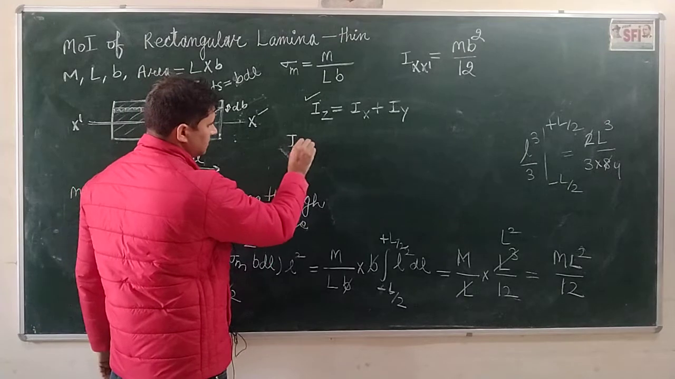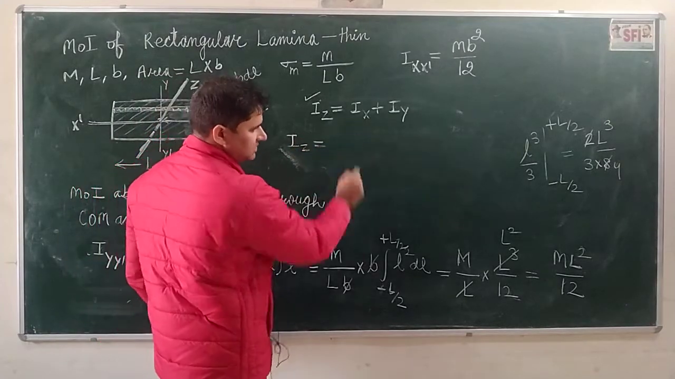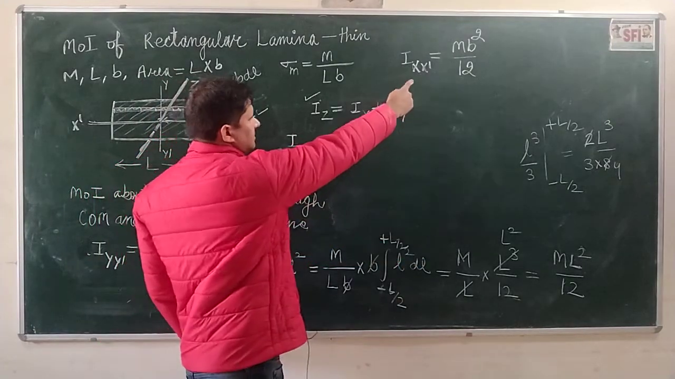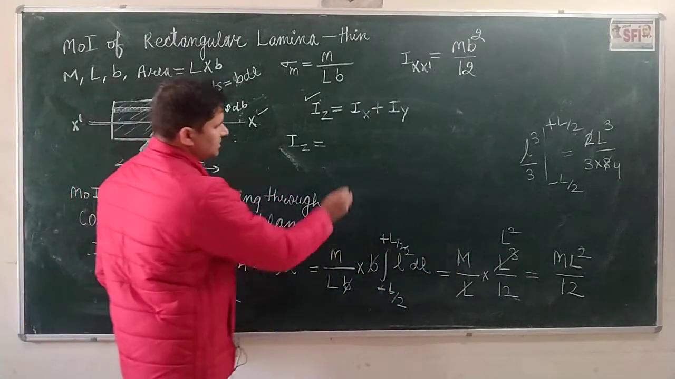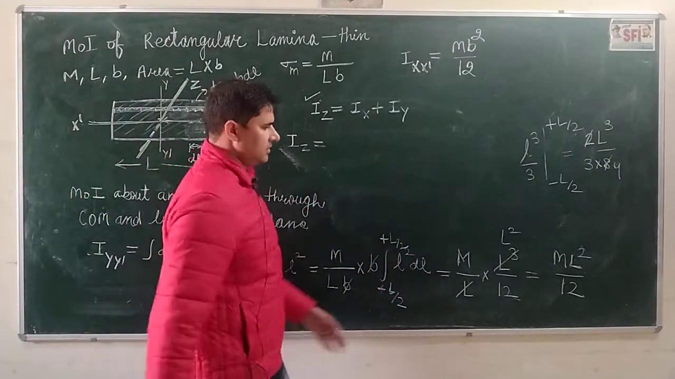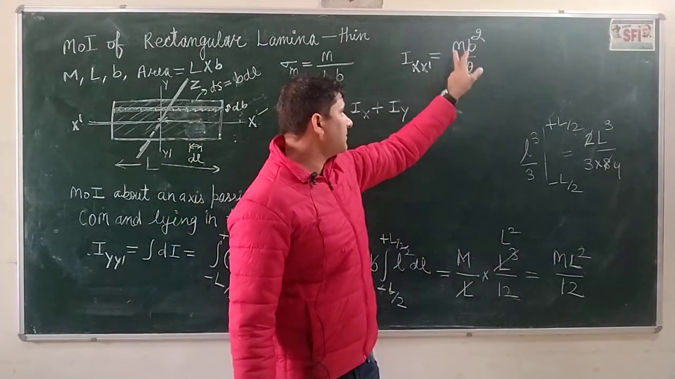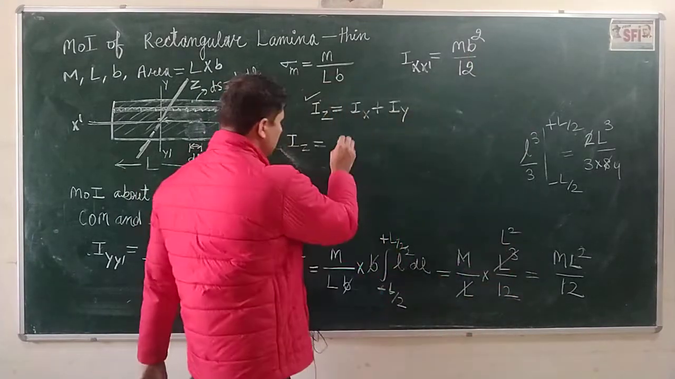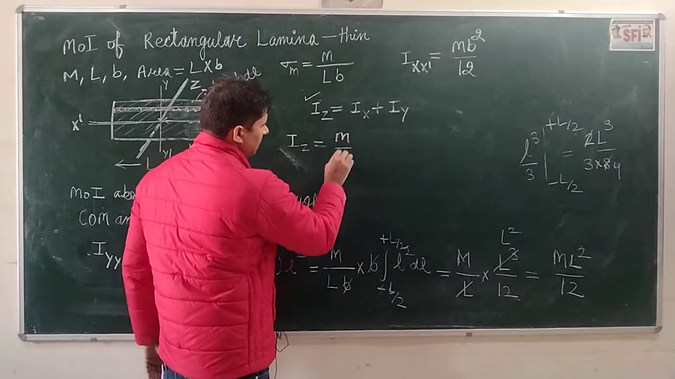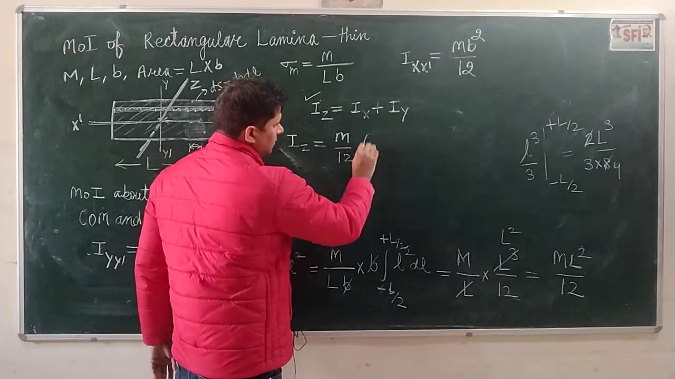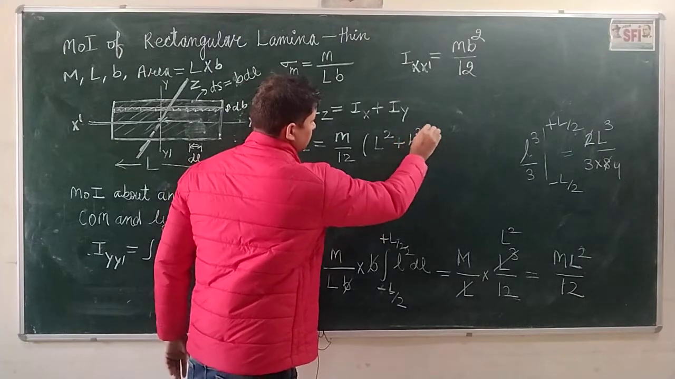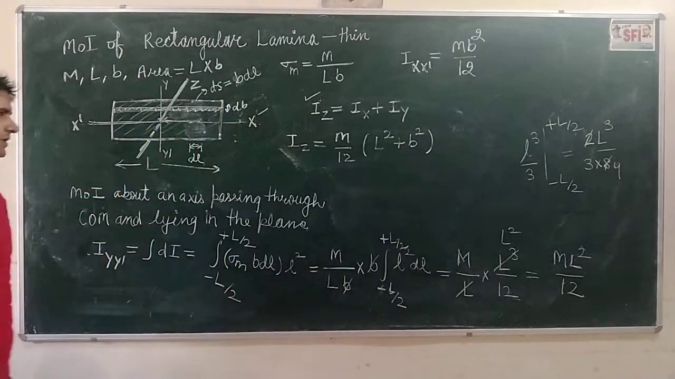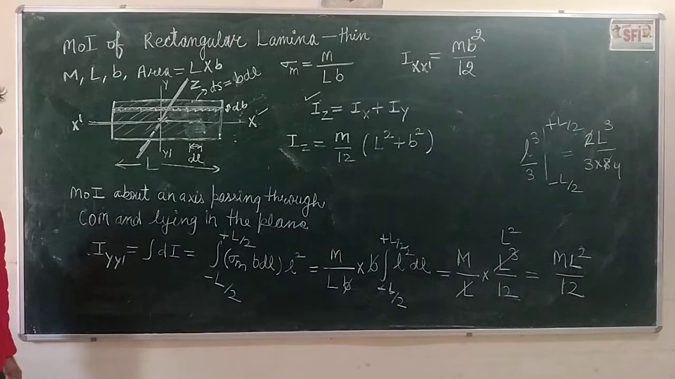So Iz here will be equal to, what is Ix? You can see this is Ix and this is Iy. So here you just have to add these, and in these two terms you see m by 12 is common. So I can take it common: m by 12 into L square plus B square. Okay, so this is how you can find the moment of inertia of a rectangular lamina.